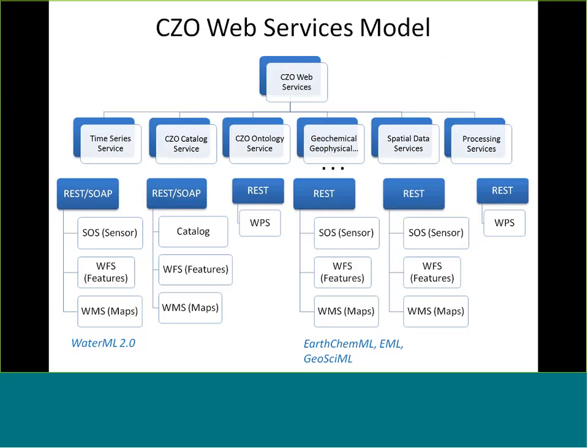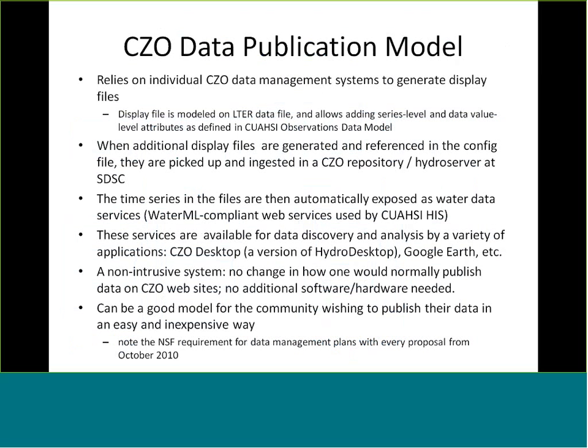This is a general idea of what our web services model is and how we're trying to implement a lot of different public and standardized services for the catalogs, for the ontologies. We are working towards the geochemical. We have the time series. But that's kind of the model that we're aiming for. We haven't achieved everything in all these spots here, but this is the idea.